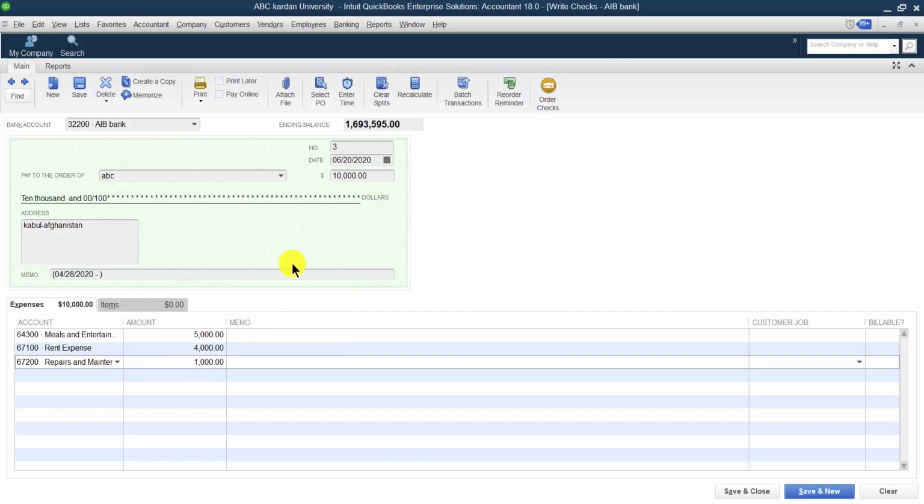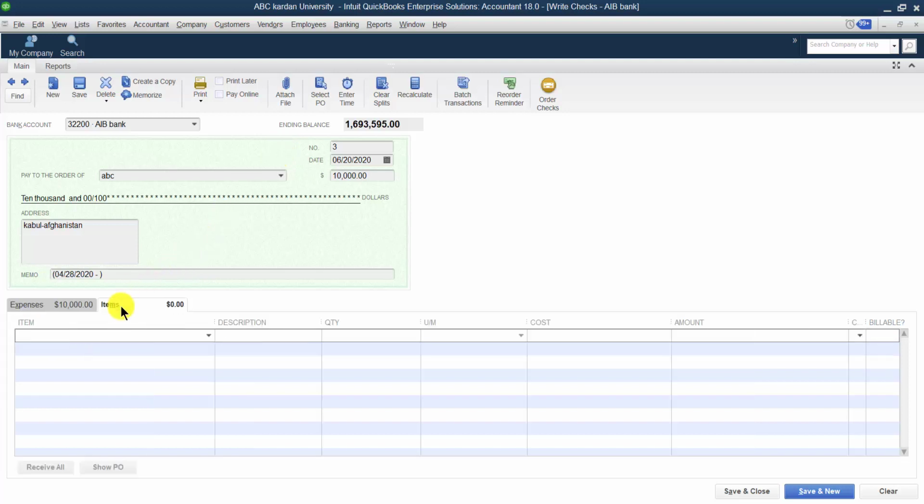So this is 10,000, and this 10,000 is basically split into 3 parts: 5,000 for this expense, 3,000 for this, 4,000 for this expense, and 1,000 for this expense. Or otherwise, the check which you want to issue may be because of some items.